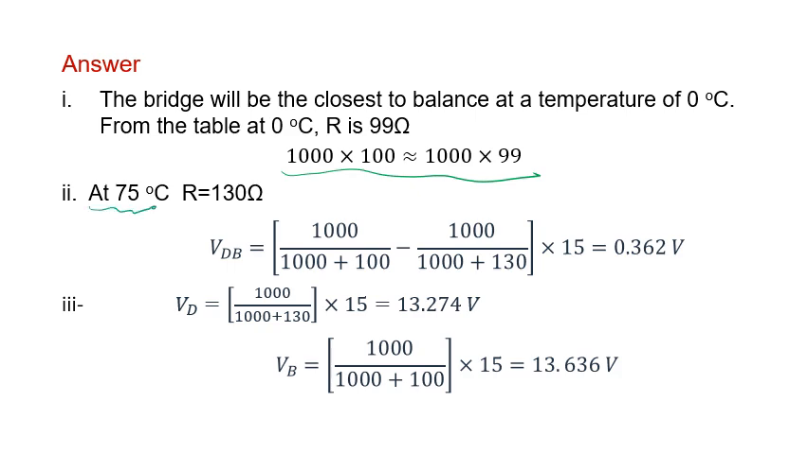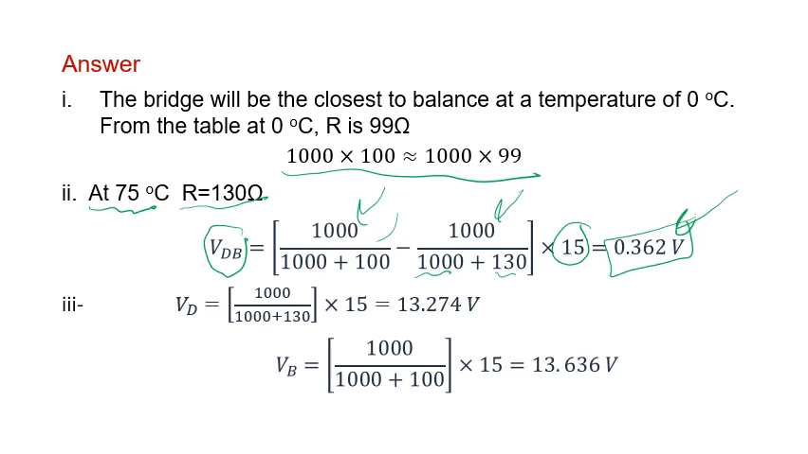When the temperature is 75 degrees Celsius, the resistance is 130 ohm. So when I calculate VBD, substitute the values, and this is 1000 over 1000 plus 130 into 15, the input voltage, equal to 0.362 volt. So this is the voltage at the output when the bridge is not balanced, when the temperature is 75 degrees Celsius.